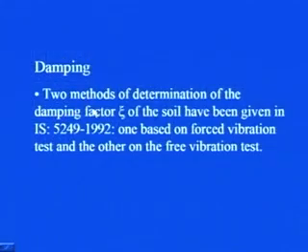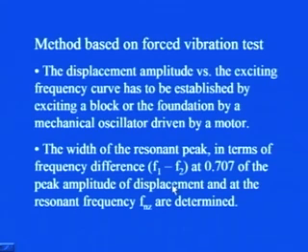There are basically 2 methods for determining this damping factor zeta, and they are given in the Indian Standard Code of Practice, that is IS 5249/1992. One method is based on the forced vibration test and the other on the free vibration test. First, let us see the method based on the forced vibration test. The displacement amplitude versus exciting frequency curve has to be established by exciting a block or the foundation by a mechanical oscillator driven by a motor.